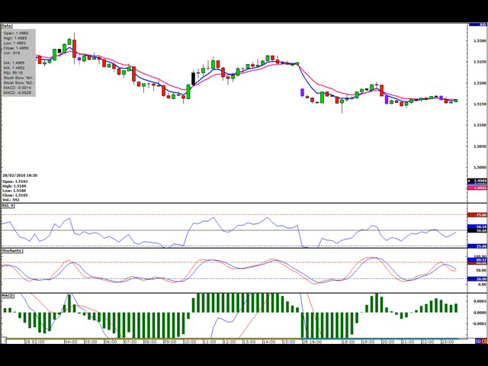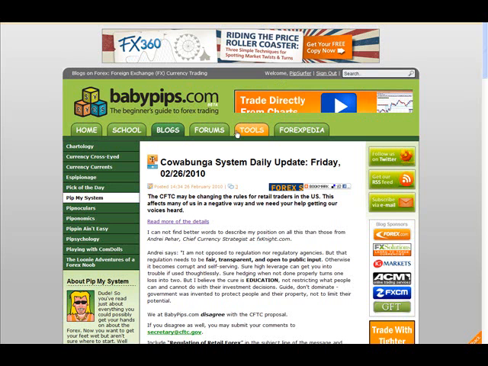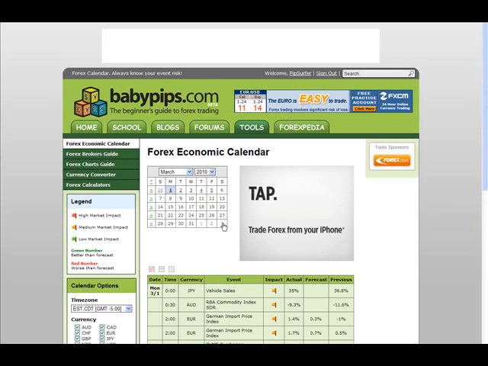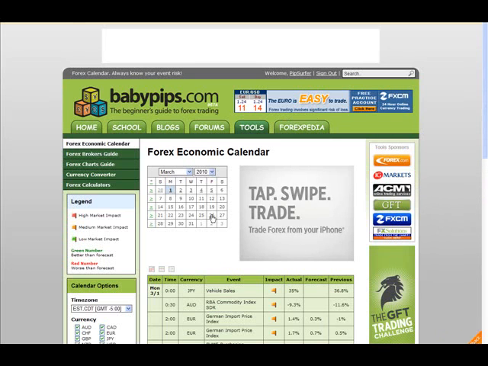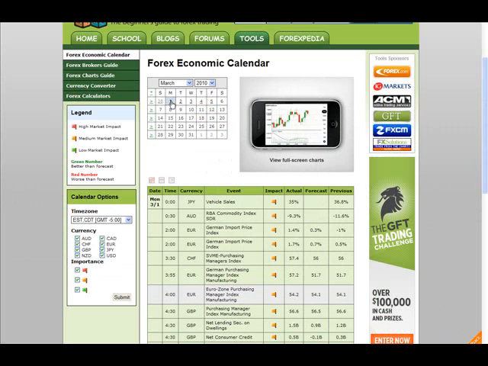All right, so now I'm at my 15-minute chart, and I moved it back to just before midnight. Before we start trading, of course, we want to take a look at our news events for the day. You can just go to babypips.com, click on the Tools tab, and it will automatically bring up the news events for the day. Just double check. It never hurts to double check.